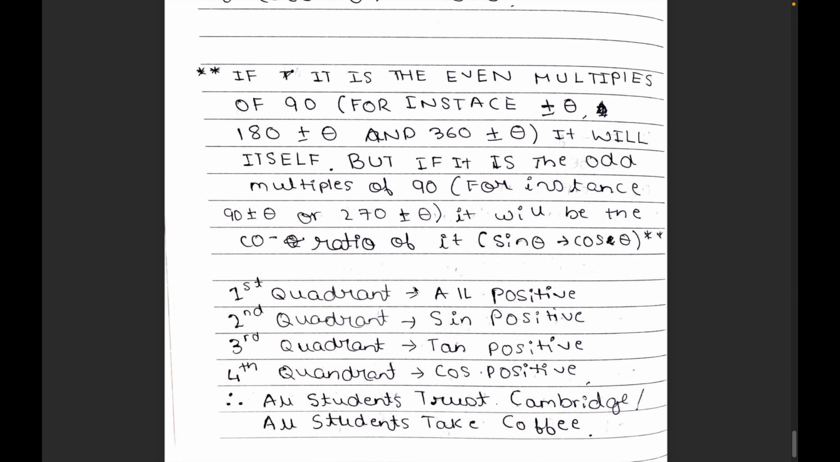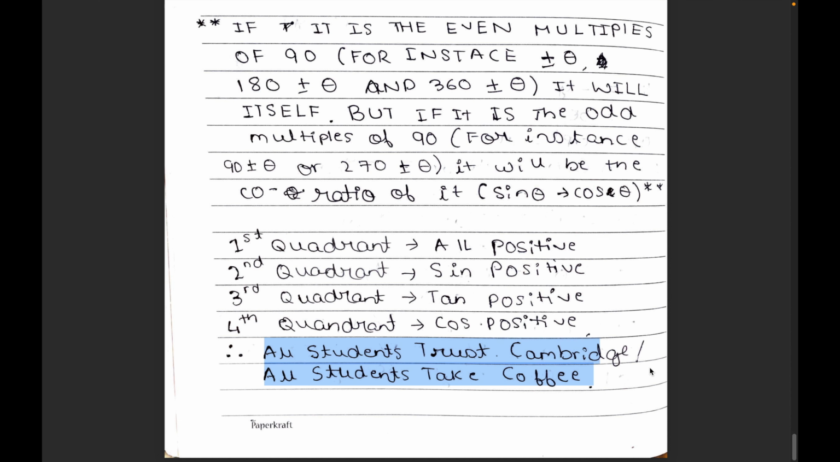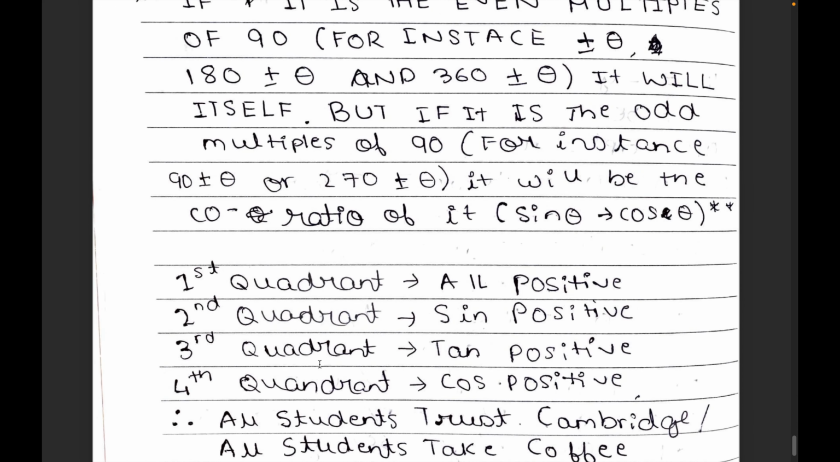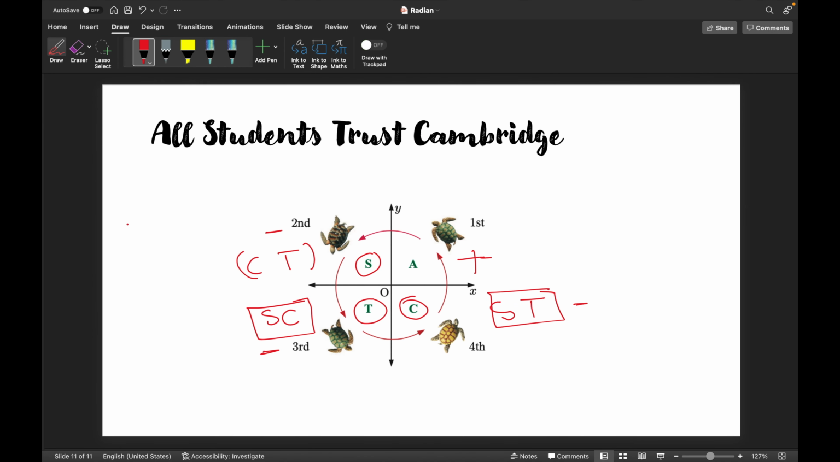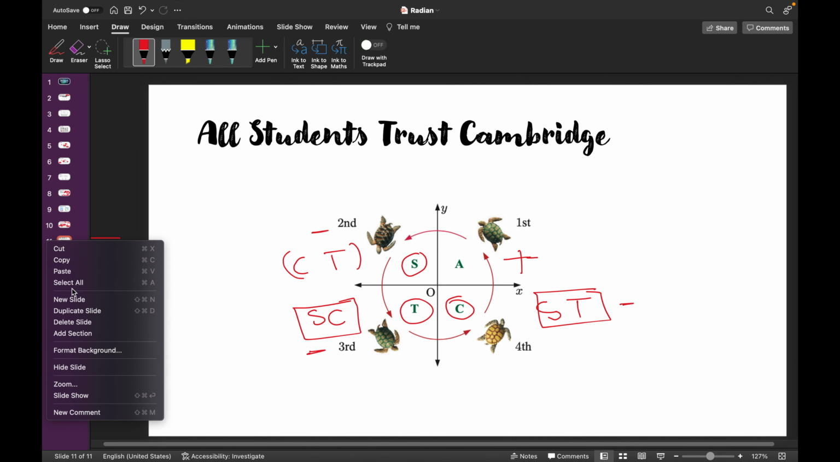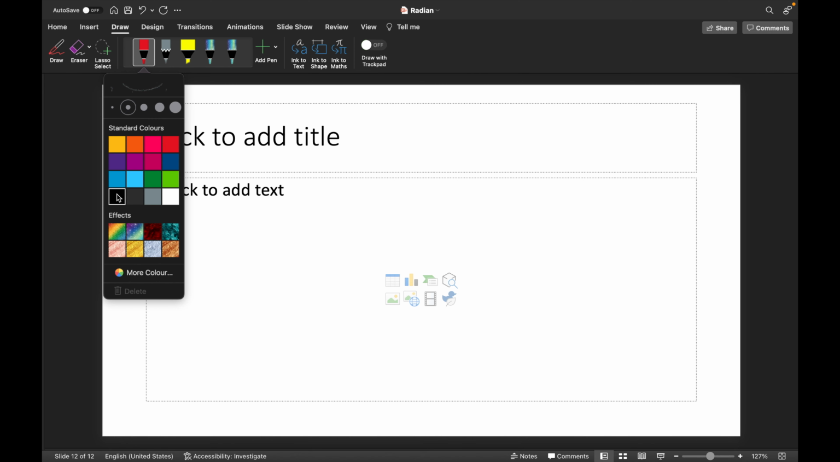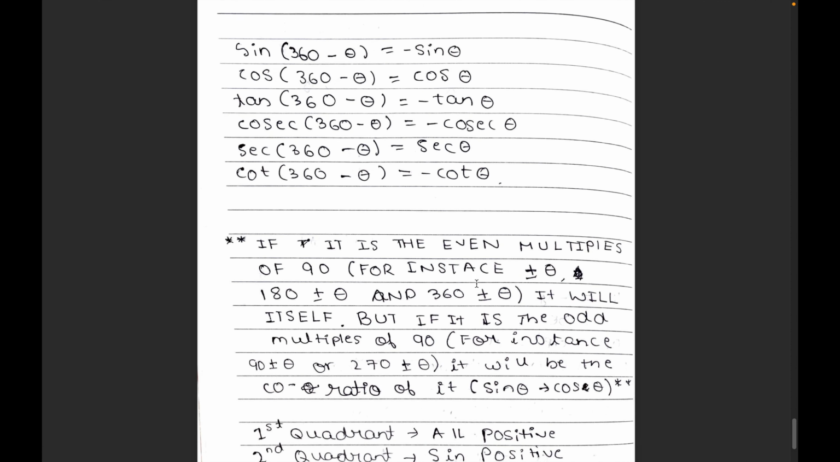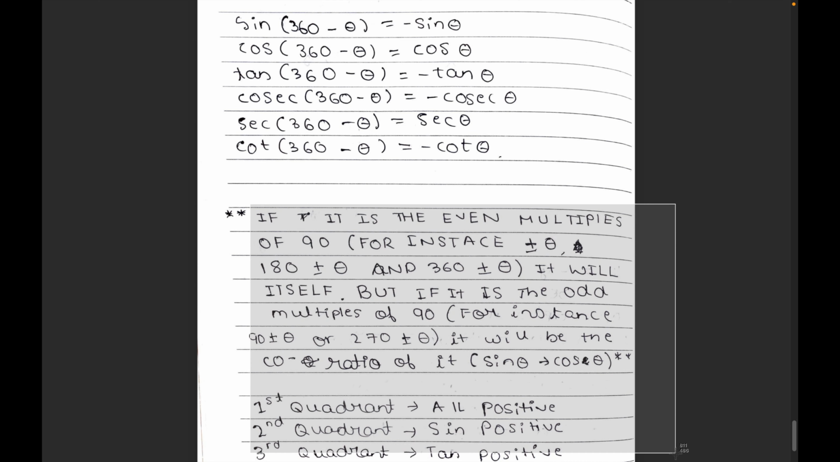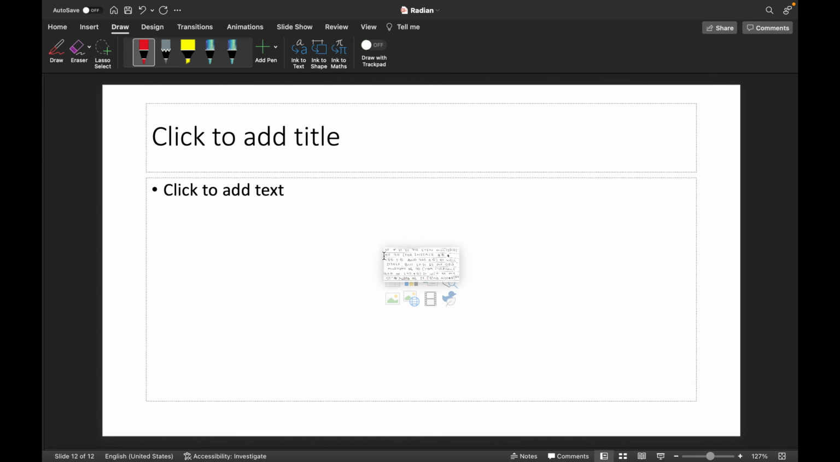And then in the first quadrant, all are positive. Second, sine is positive. Third, tan is positive. Fourth, cos is positive. So you can either use this or this: all students trust Cambridge, or all students take coffee. Okay, so now I will just show you a few examples on how to solve this. So let me take a screenshot of this and paste it here. This is extremely important.